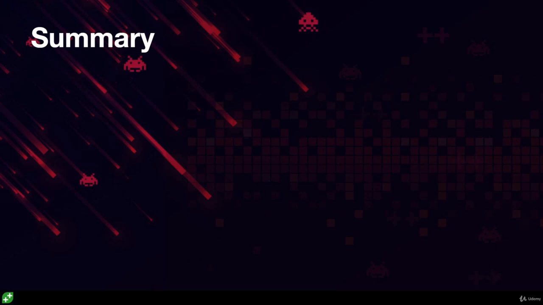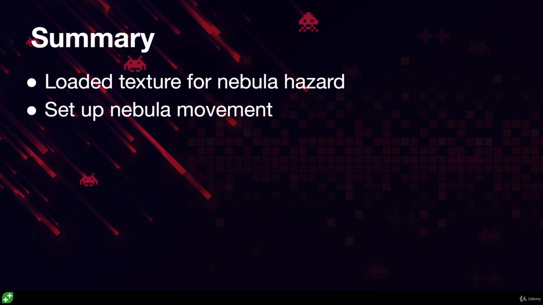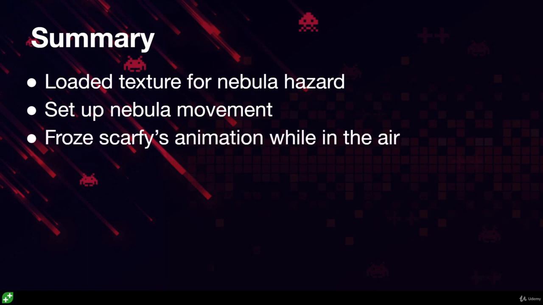So in summary, we've loaded a texture for the nebula hazard just like we did with the Scarfy texture. Now this was a sprite sheet, so we had to get the width and height of a single sprite by dividing that sprite sheet's width and height by 8, since this is an 8 by 8 sprite sheet. We set up nebula movement, which means we created a rectangle and a position, as well as a velocity that we used to move the nebula across the screen. We also froze Scarfy's animation while in the air so that Scarfy doesn't continue running while flying through the air. Great job! In the next video, we're going to work on animating the nebula hazard. I'll see you then.